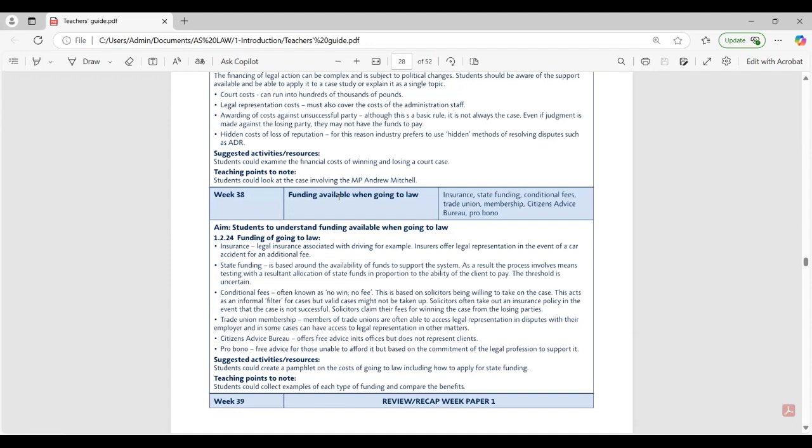So that is all that is covered under paper 1. It's quite lengthy, but I think it lays a great foundation for you if you are planning to study law further in your higher studies. So that is what paper 1 is all about. Let's now move into paper 2.